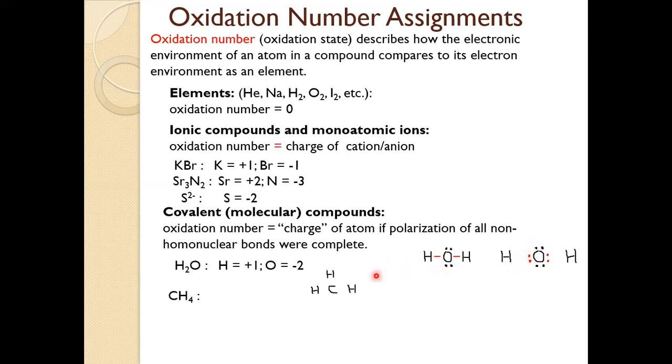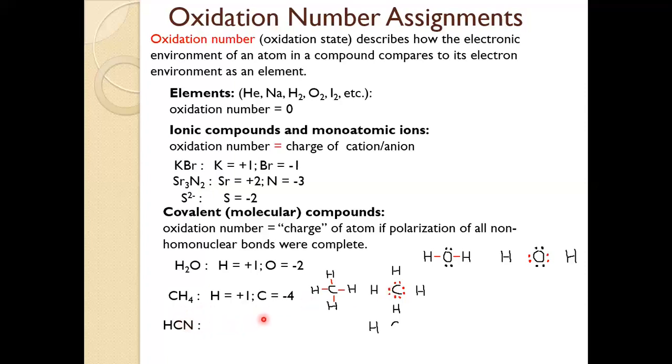Likewise, for CH4, same idea. Carbon bonded to 4 hydrogen atoms. These would be considered nonpolar bonds, but even though they're nonpolar, carbon is more electronegative. So if this polarization were complete, then the picture would look like this. Hydrogen would still be a +1 for the same reasoning as water. Carbon would normally have 4 valence electrons. It now has 8, so it has 4 additional electrons than it normally would come with. So as a result, it would have a so-called charge or oxidation number of -4.